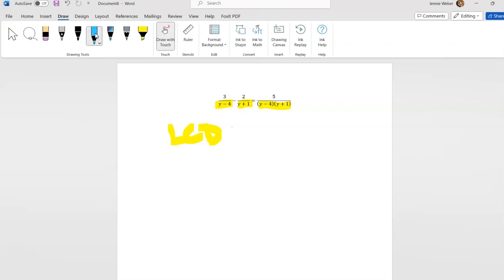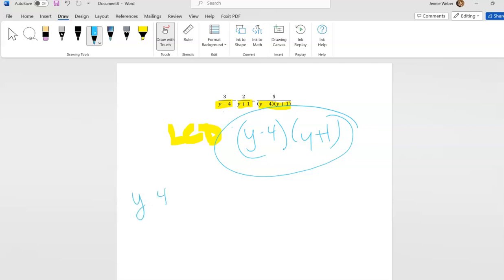I want to go back to a regular pen. There we go. So here, okay, I need a y minus 4. I need a y plus 1. And then here, oh, already got it. They're usually pretty nice. So I'm going to take this term and I'm going to times it by both sides.